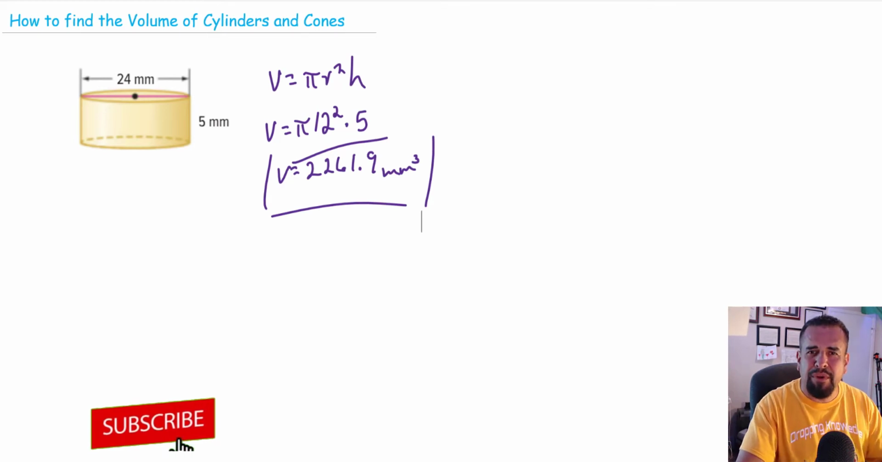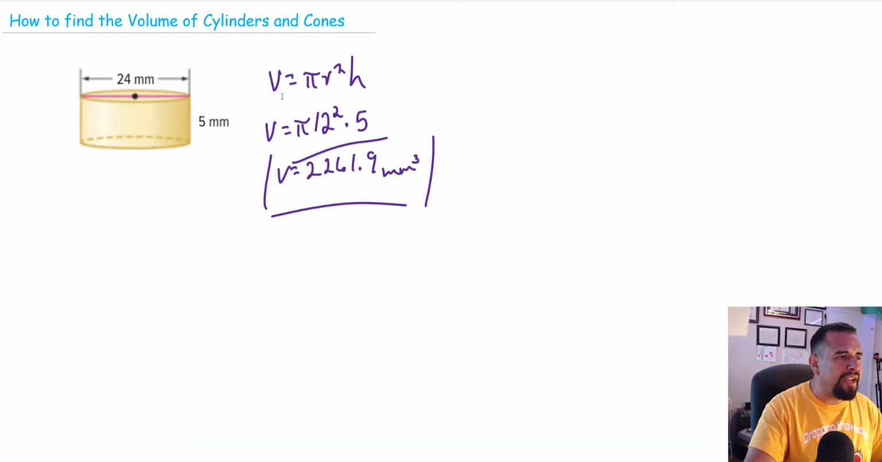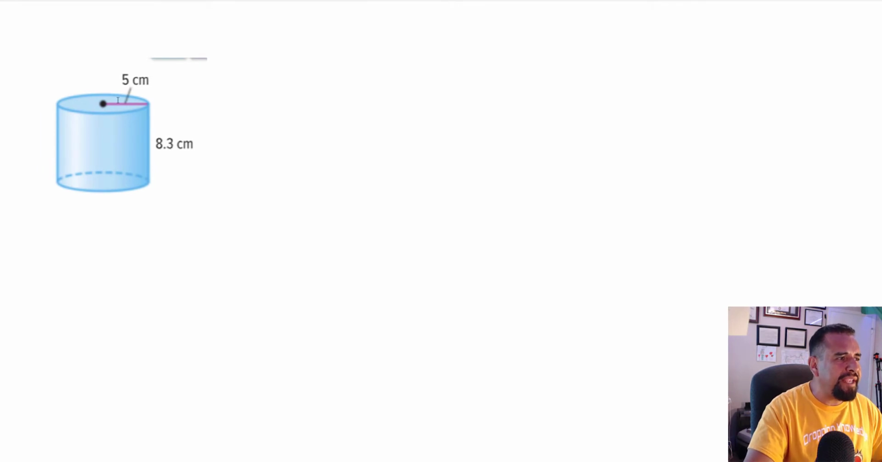See how simple that was? Plug and play, just like that. So I hope you wrote down the formula and I hope you wrote down the example. What I want you to do now is copy this example down, with a radius of 5 centimeters and a height of 8.3. Solve it on your own, then come back to see if you got the right answer.